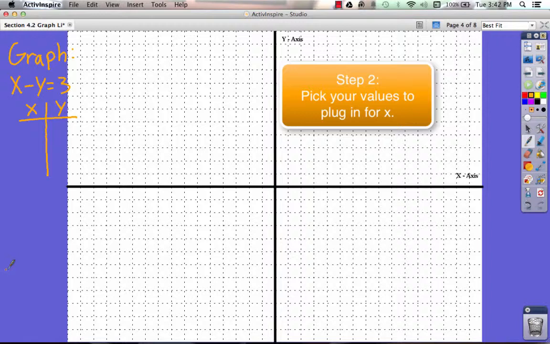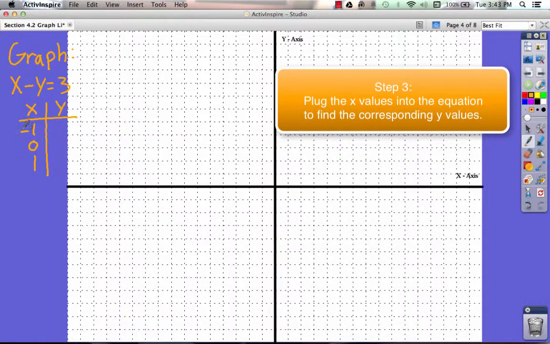Step 2, pick our values that we want to plug in for x. I will always plug in, or at least most of the time, -1, 0, 1. Step 3, actually take each value and plug it in and solve the equation for the corresponding y value. -1 goes in for x, so I get -1 minus y equal 3. Add 1 to each side. -y equal 4. Divide by -1 and y equals negative 4. Corresponding y value is negative 4.